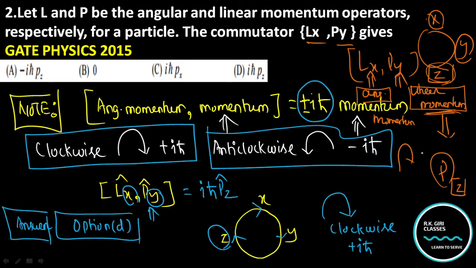Since you are moving clockwise, this will be plus i h cut. If you have the same coordinate, like Lx and px, then it would have been 0, because with the same coordinate they commute, and the result will be 0. Clear this point? That is plus i h cut pz. The answer is option D.